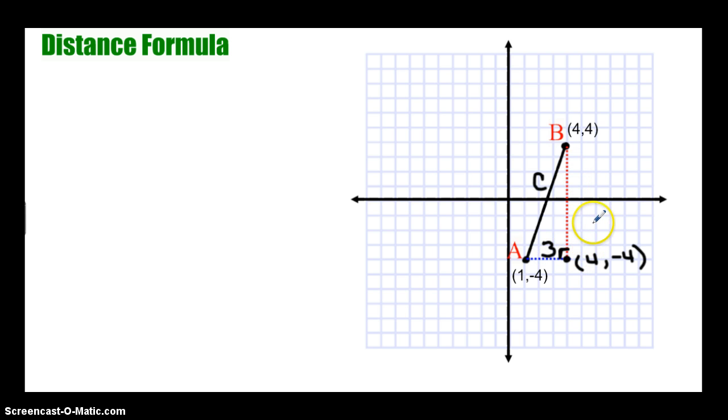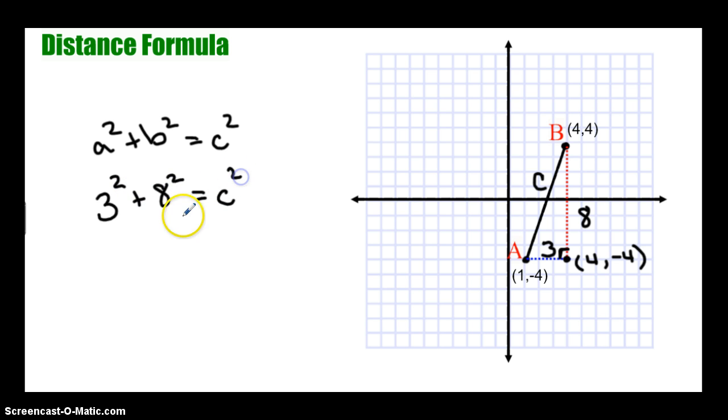And the vertical distance goes from 4 to -4. How many units is that? 8. So we can apply the Pythagorean theorem here, which is the sum of the squares of the legs is equal to the square of the hypotenuse. By substituting in our values, we know that 3 squared plus 8 squared is going to equal C squared.